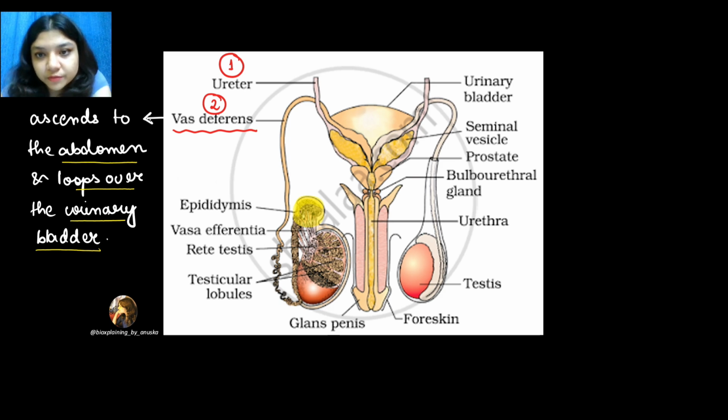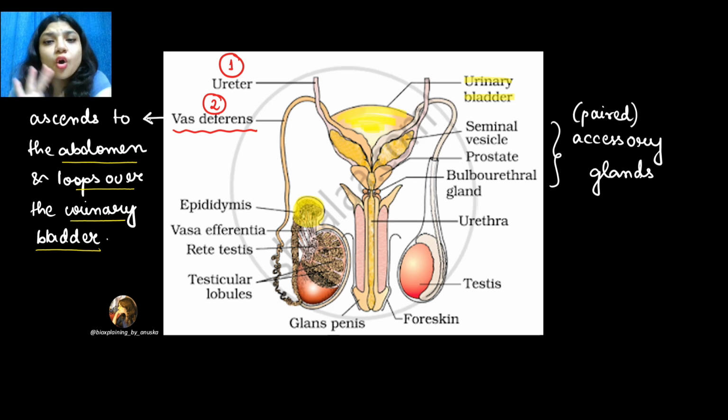Let's just figure this out. This is the urinary bladder. This structure here is the ureter, which I've marked as number 1, and number 2 I've marked the vas deferens or the vasa deferentia, which ascends to the abdomen and loops over the urinary bladder.